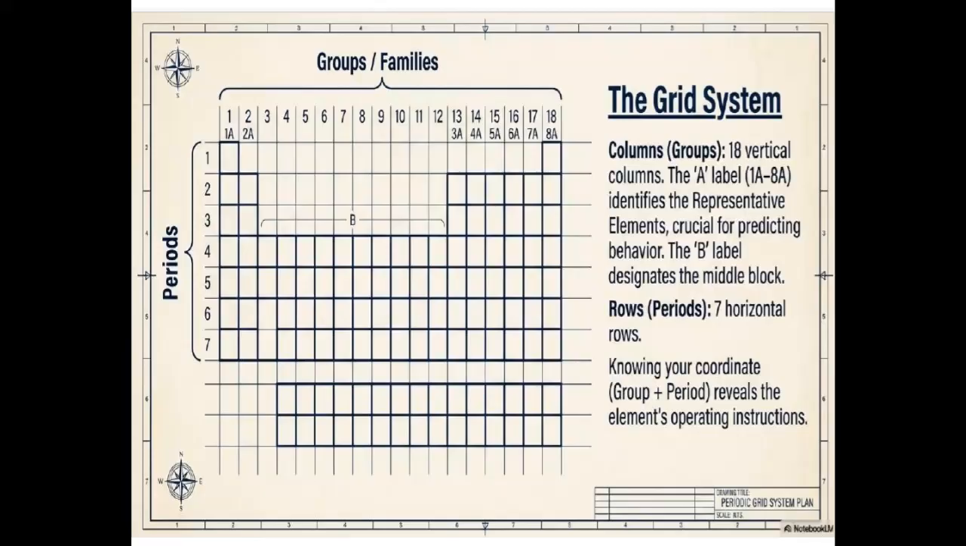The ones labeled with an A are considered representative elements because those are the ones that interact with each other most of the time. The B's are your transition metals. They're more heavy elements. A lot of them are radioactive.